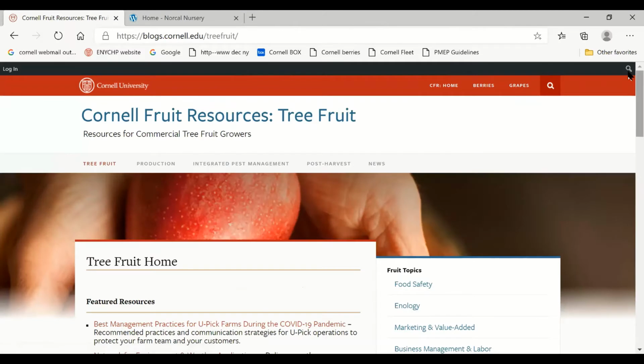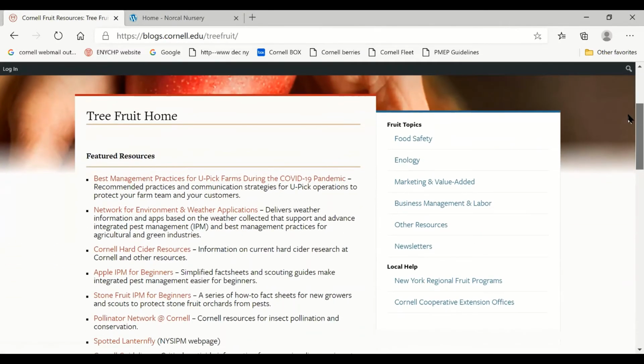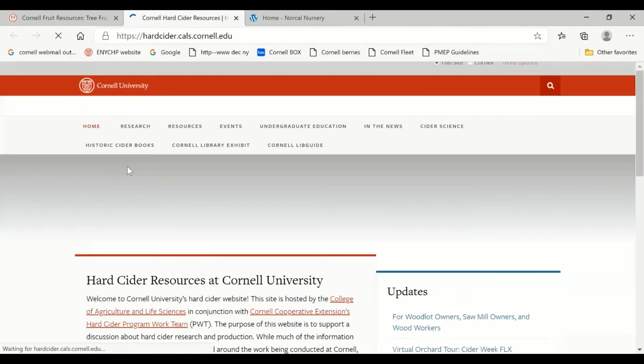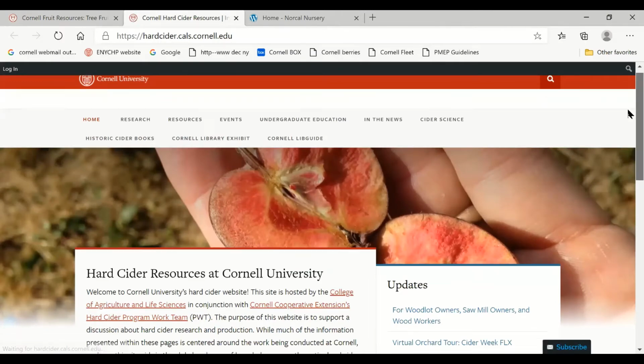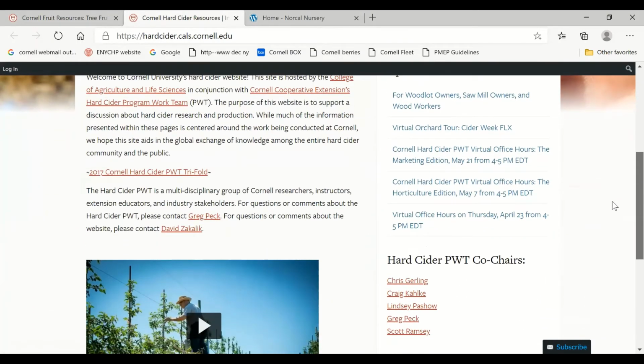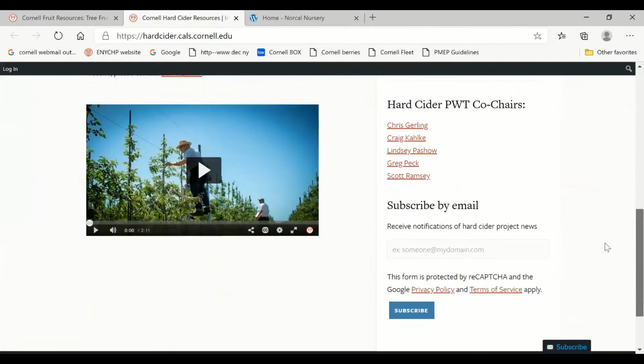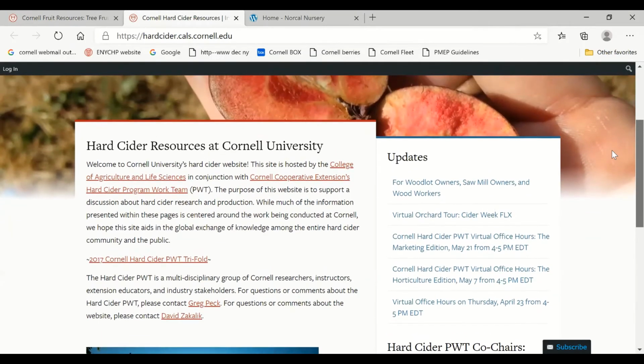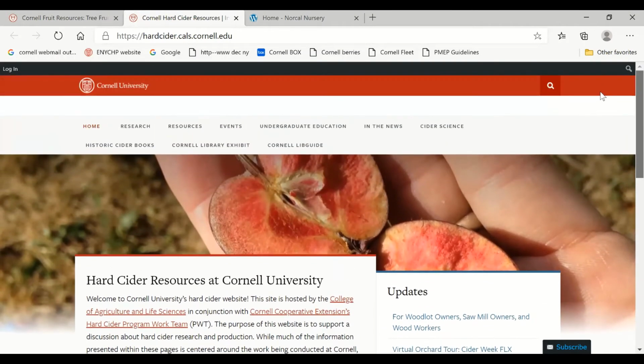Quickly, we'll go to tree fruit. I hope you can see all of this. If you're into hard cider, you can look at the Cornell hard cider resources. The Apple IPM for beginners is what I showed you. Let's see what the hard cider page has, in case you're into that. Well, there's a video. Not a ton of obviously important stuff here, but you never know what they might be adding. These are fairly active pages. So that's the fruit website.